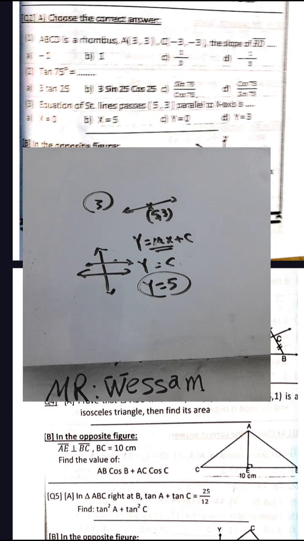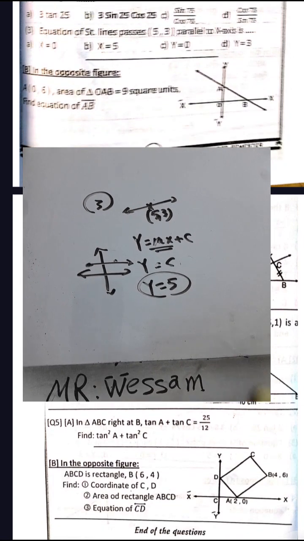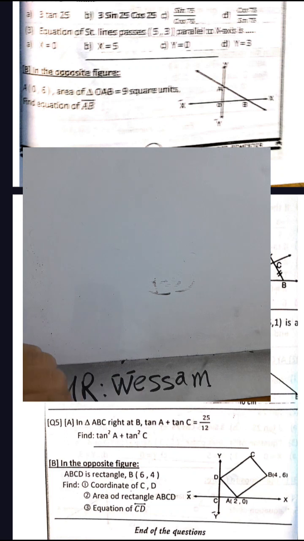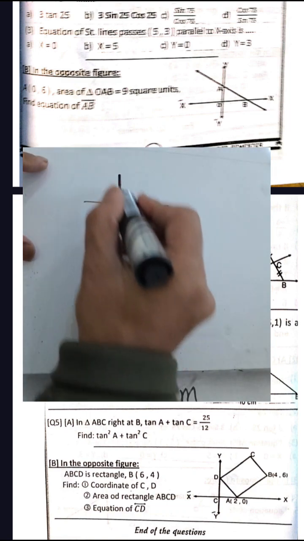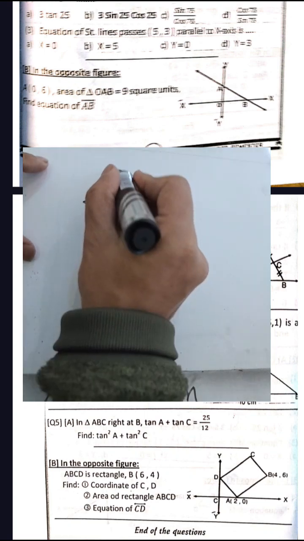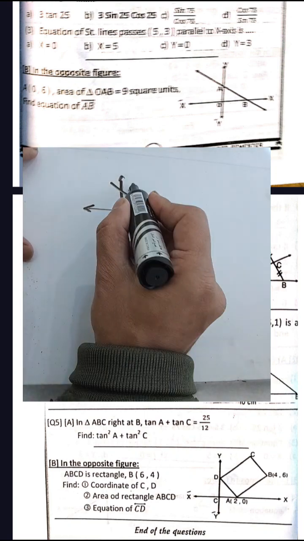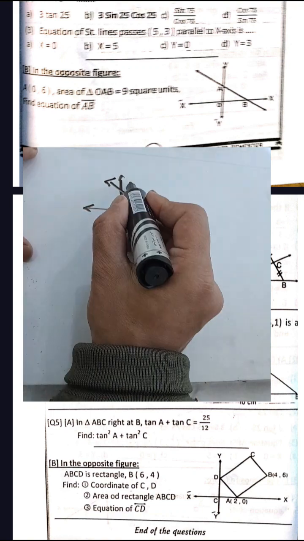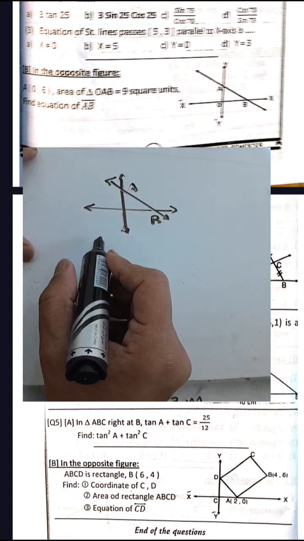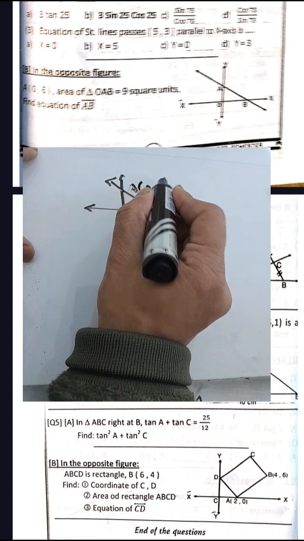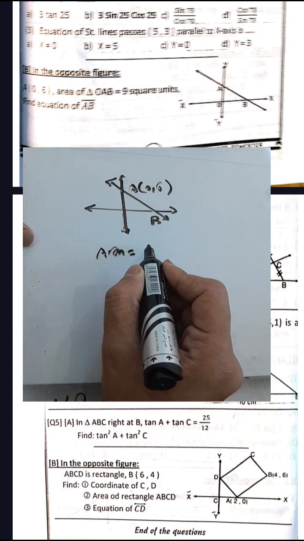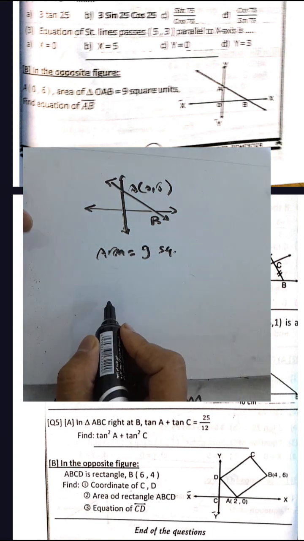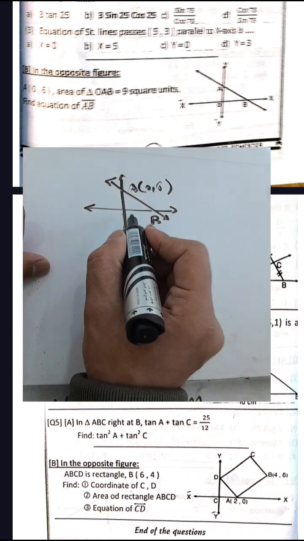Okay. Next, question number B. In the opposite figure, we have a straight line cutting two parts. We have the point A and this point P. They give us this point as (0, 6), and they give us the area of the triangle equal to 9 square units, and we want to find the length of AP, this side length.